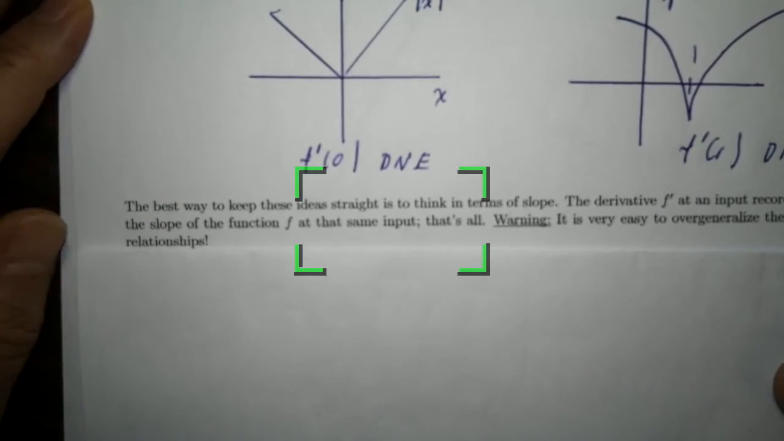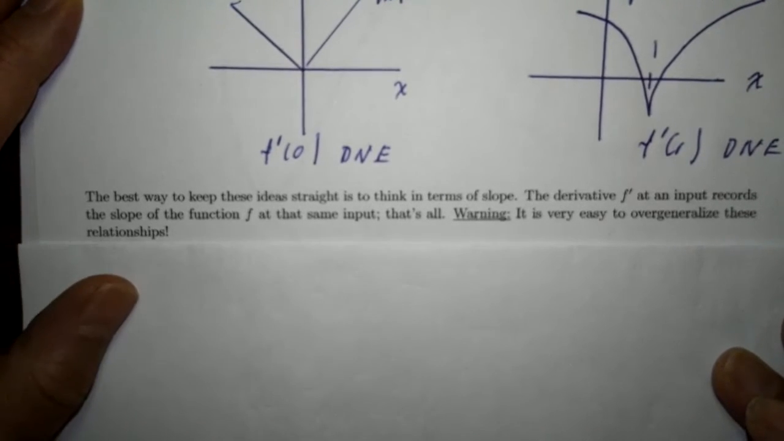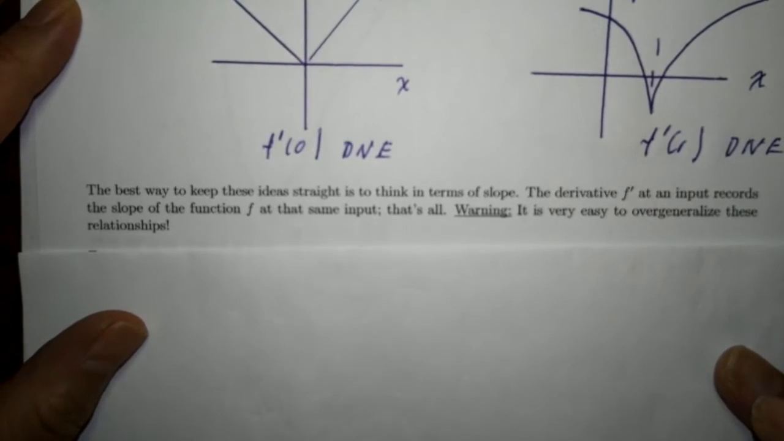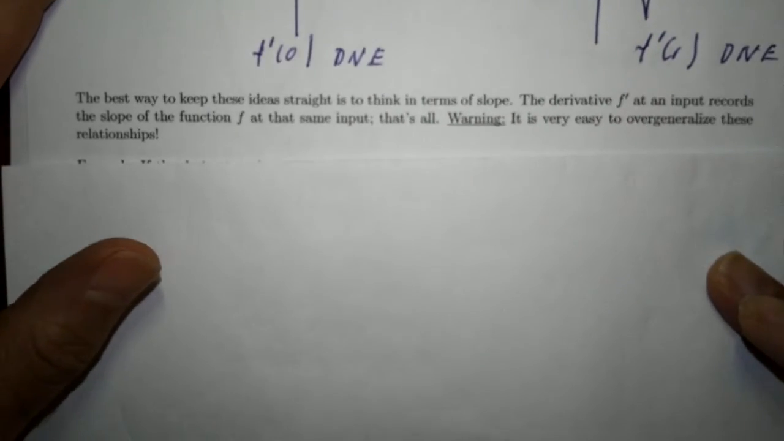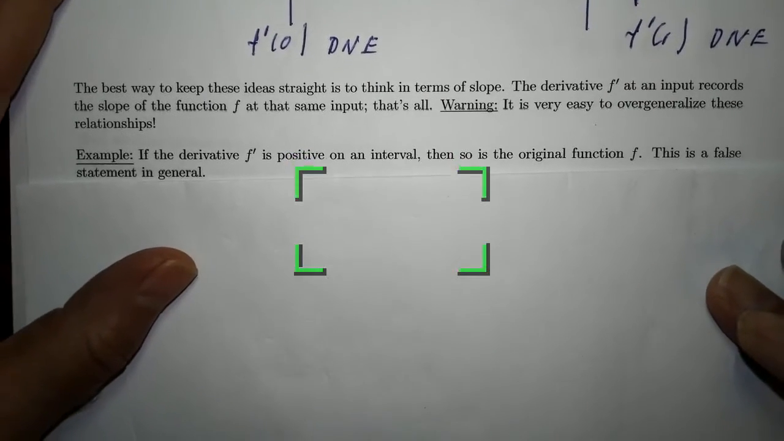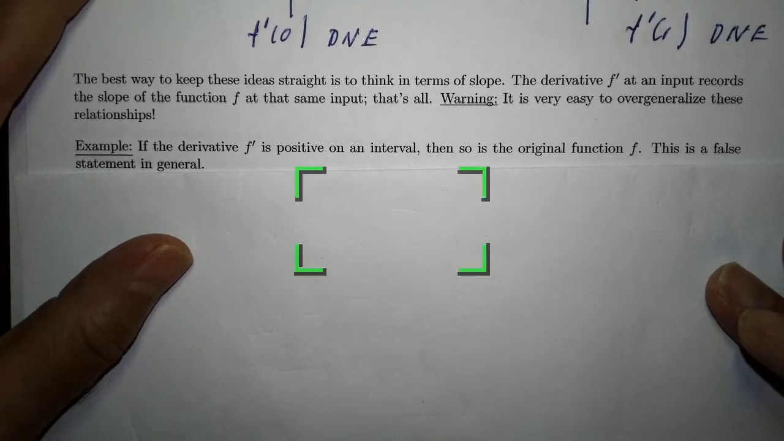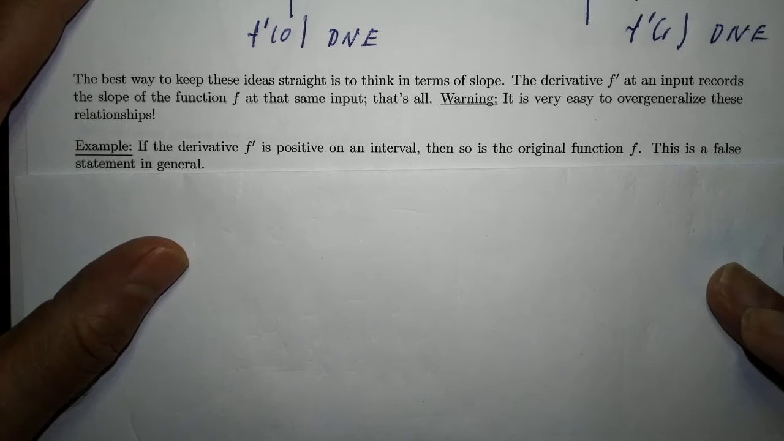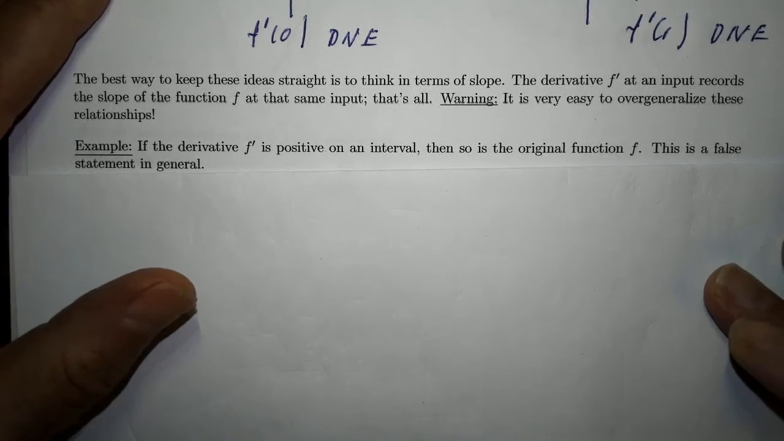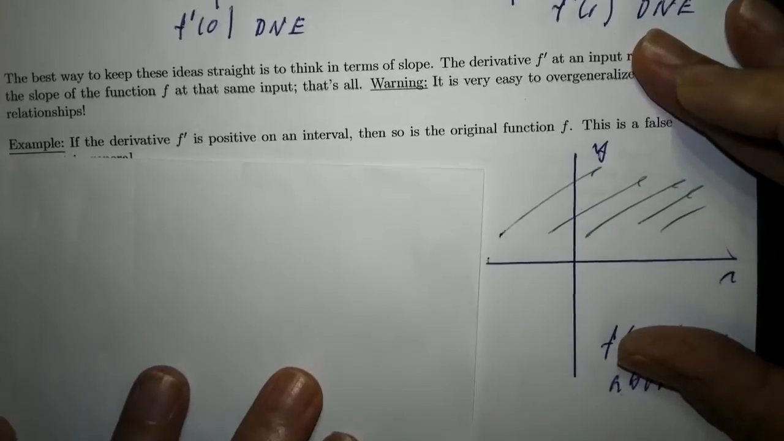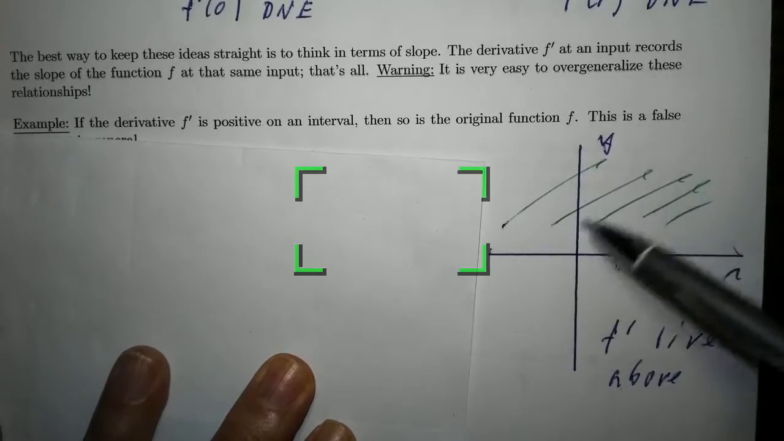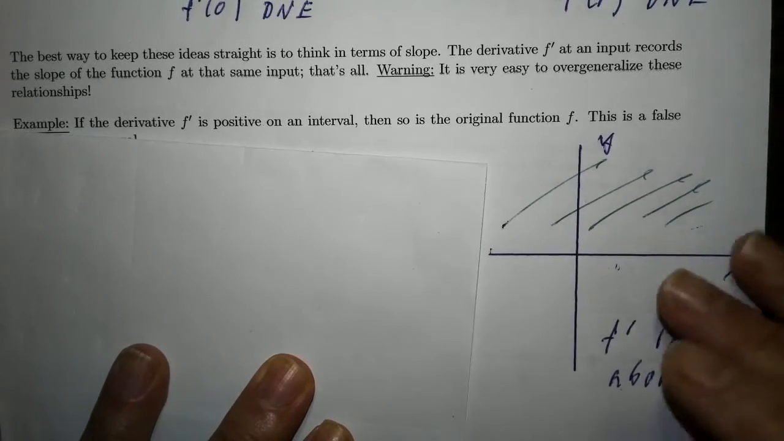The key to keep track of all these ideas is to think in terms of slope. The derivative records slope. It's very easy to overgeneralize these situations. So for example, if the derivative is positive on an interval, then so is the original function. No, that's not true. So let's say I know the derivative was positive, so that means the derivative graph would have to live up here above the horizontal axis.